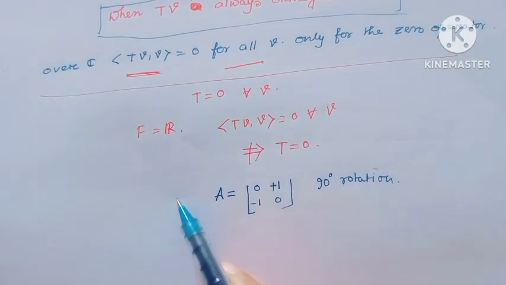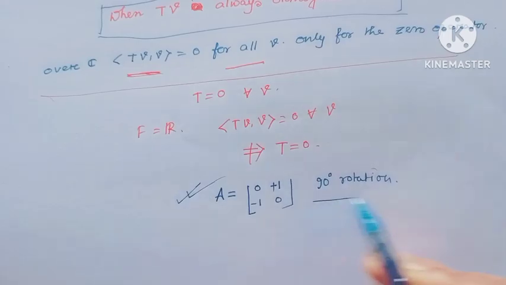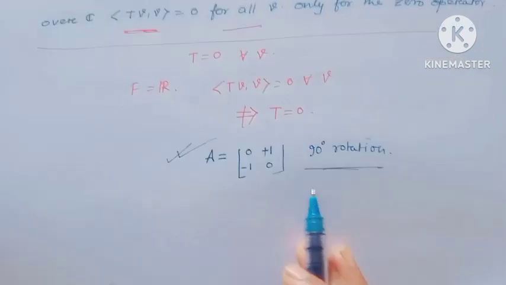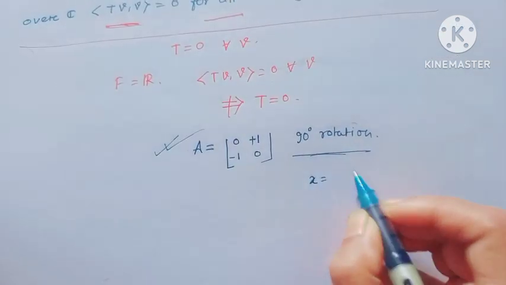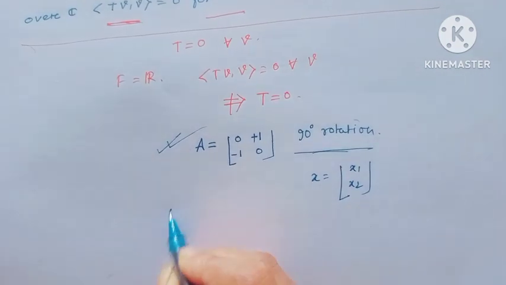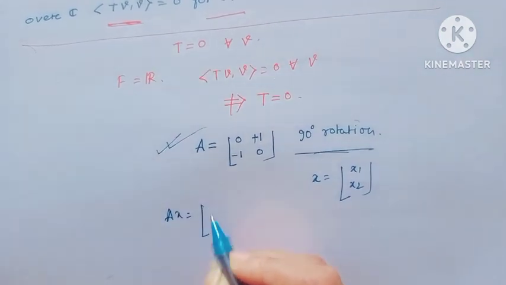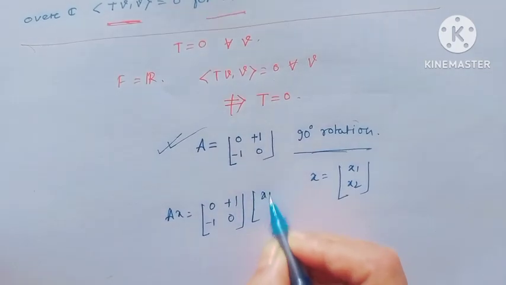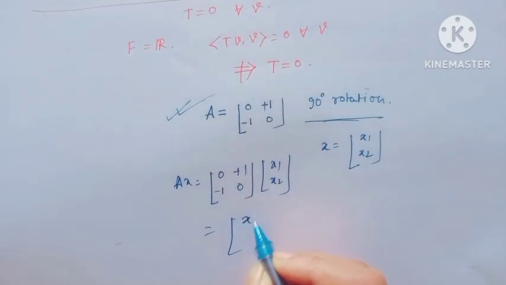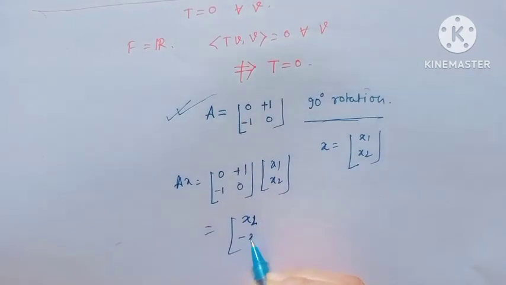if we consider A as this matrix, notice this is a 90-degree rotation. We all know this is a rotation matrix. If we consider the vector x equal to (x1, x2), then Ax equals the matrix [0, 1; -1, 0] times (x1, x2), and this is equal to (x2, -x1).